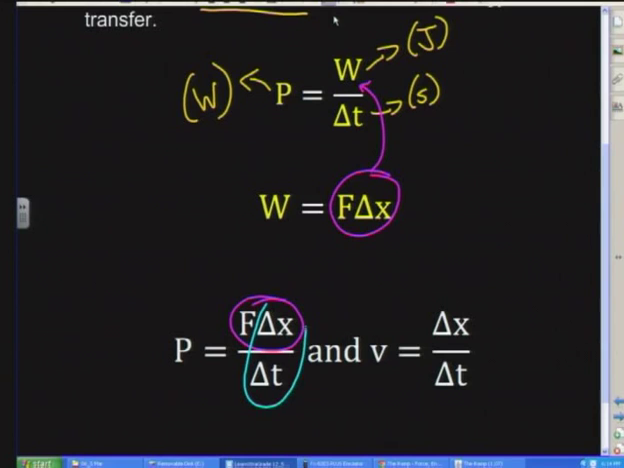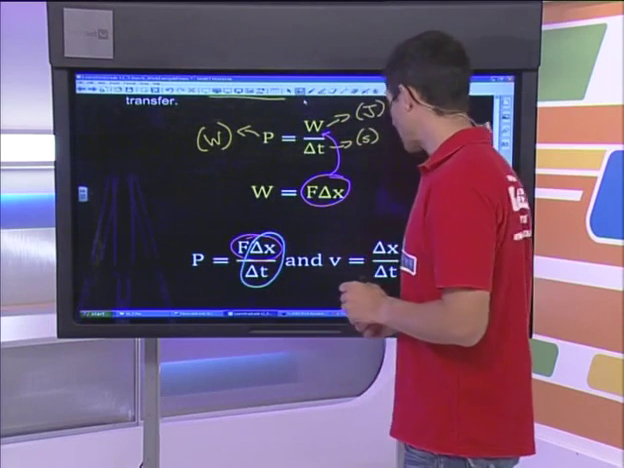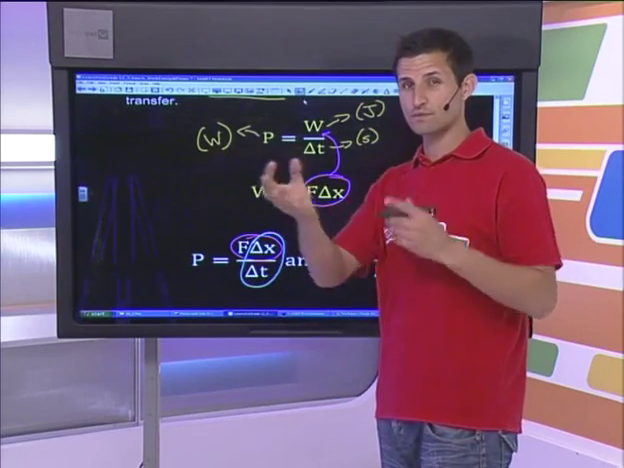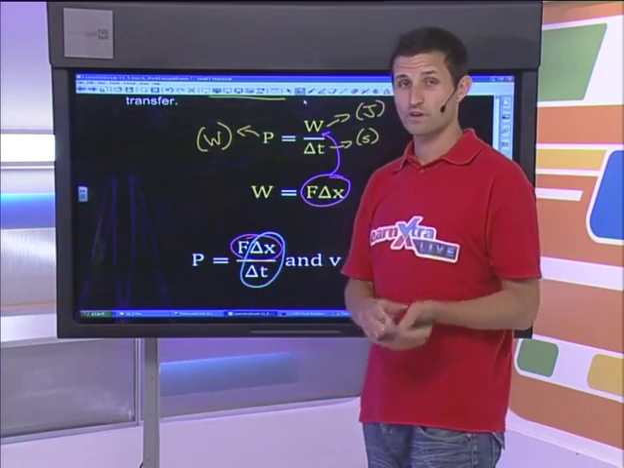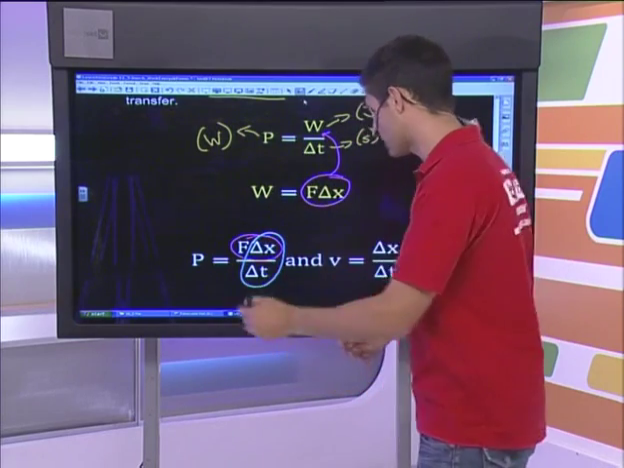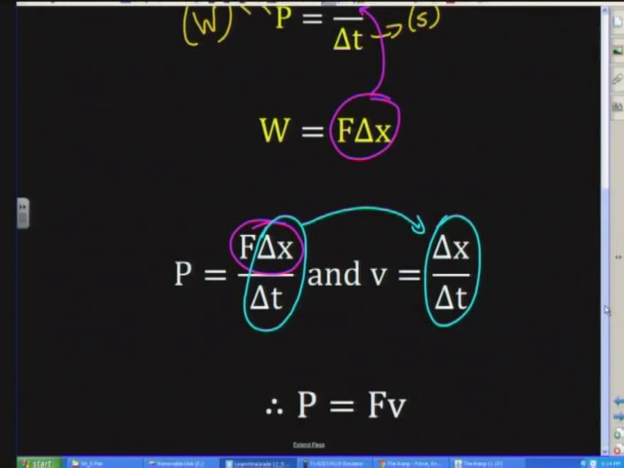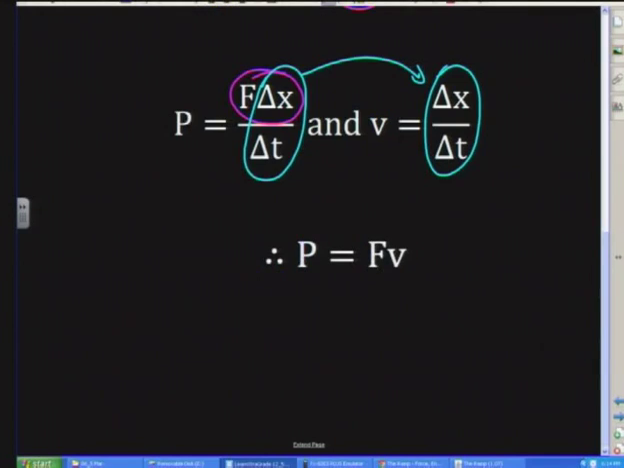Delta X, change in X over change in time. I recognize that very well from grade 10. Change in displacement over change in time. Guys, that's velocity. So I've just pointed it out over here. Velocity is equal to change in X over change in time. There it is in both of them. So what this does for me is give me a new equation describing power.